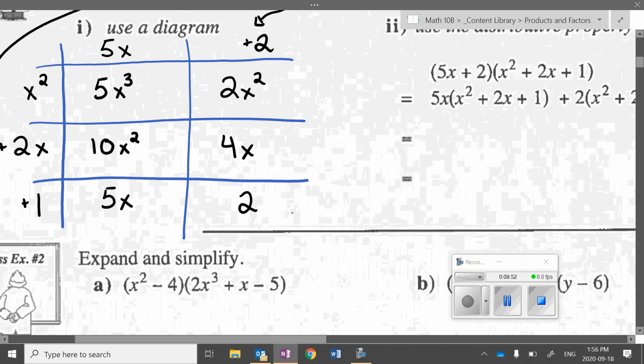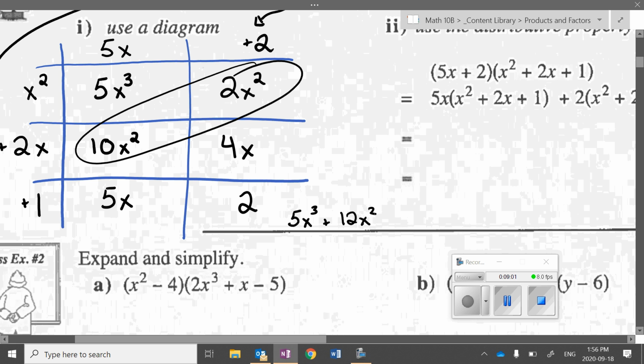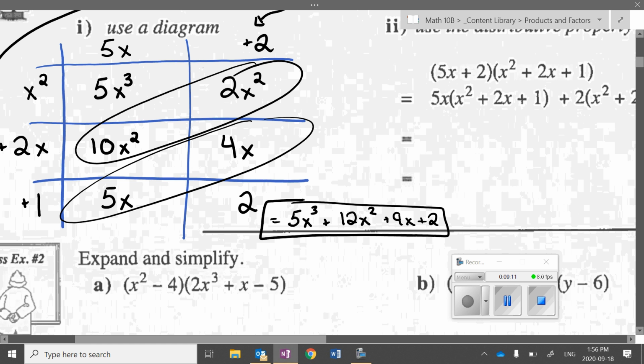Didn't give myself a ton of space. But when we do it, I'm going to get 5x cubed plus these 2 can combine to give me 12x squared. These 2 can combine to give me 9x's plus 2. And that would be our final answer.